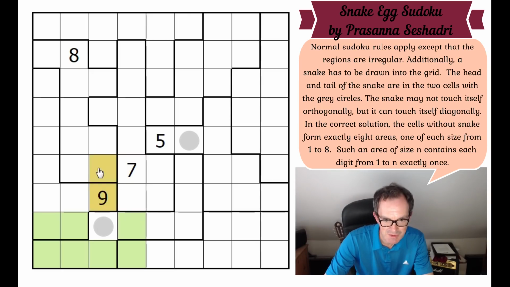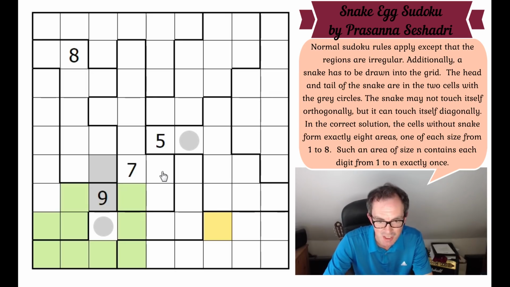Because if we keep the snake going vertically here, now in order not to have the snake touch itself orthogonally, these two squares have to be green. And all of a sudden I've now created a 9-cell green region, which breaches the rules of the puzzle. So this cell has to be green. And the snake has to therefore turn.